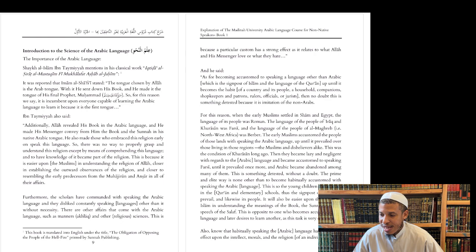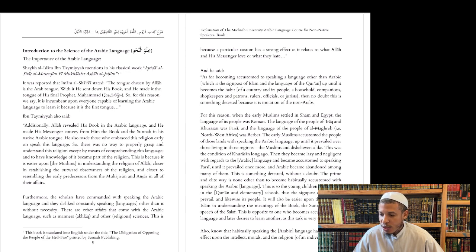He also said, as for becoming accustomed to speaking a language other than Arabic, which is the signpost of Islam and the language of the Quran, up until it becomes a habit of a country and its people, a household, companions, shopkeepers and patrons, rulers, officials, or jurists, then no doubt this is something detested because it is imitation of the non-Arabs.